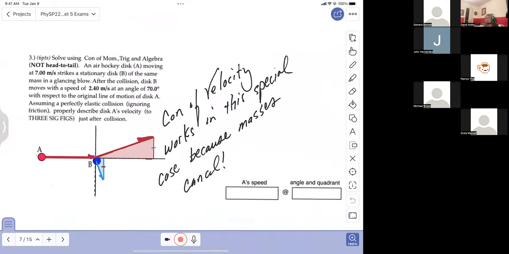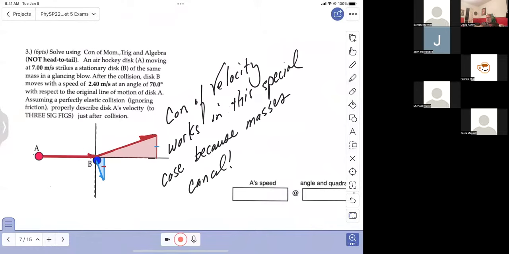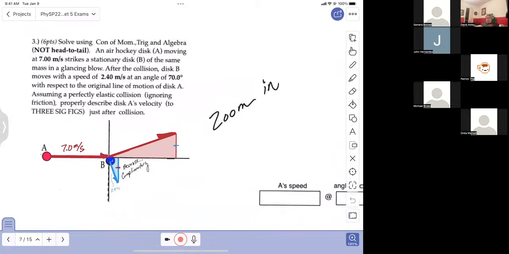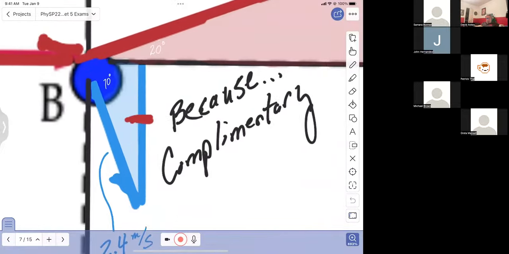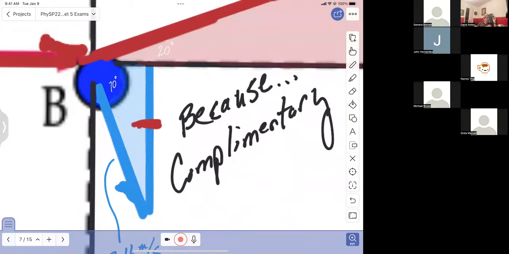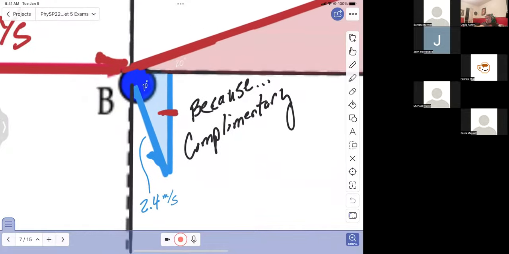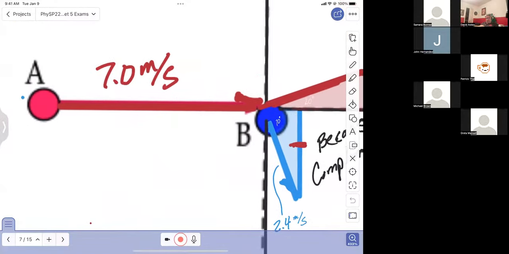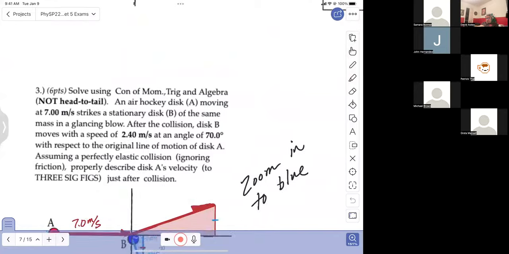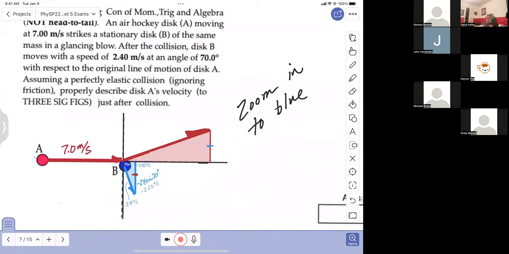Let's keep going. The next step, I said conservation of velocity works in this special case because masses cancel. Okay. I'm going to zoom in now to the blue. And there's your 70 degrees and 20 degrees. And there's your 2.4 meters a second. That's relative to that 7 meters a second. Okay. Keep going. Now I zoom into the blue. Well, I did something different.